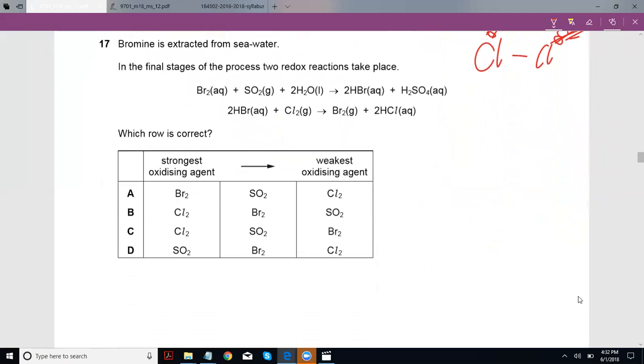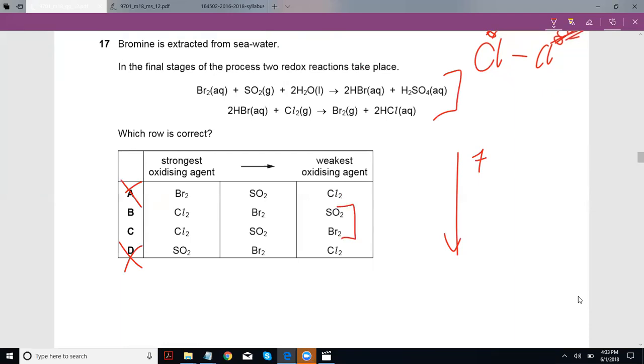Bromine is extracted from seawater. In the final stages of the process, two redox reactions take place. Which row is correct? Well, just off the top of my head, even if I don't look at these two reactions, one should know that down group 7, oxidizing power reduces. So chlorine will be a stronger oxidizing agent than bromine, and I believe you studied this anyways. On the basis of that, you can cancel out A and D, because you know chlorine has to be a stronger oxidizing agent than bromine anyways.